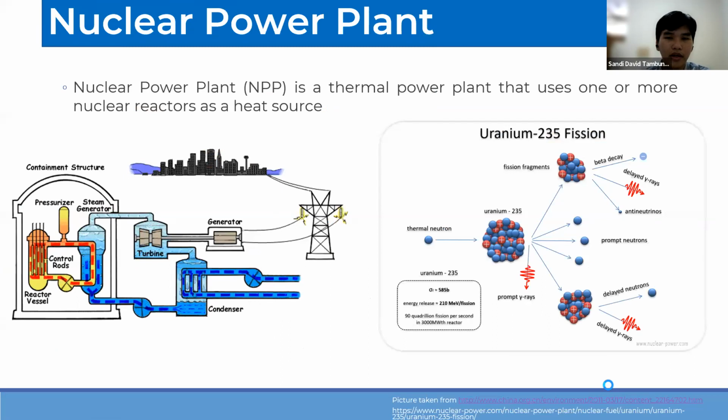A nuclear power plant is a thermal power plant that uses one or more nuclear reactors as a heat source. It does this the same way as coal, oil, and natural gas power plants do, namely, it heats water into steam to turn a generator. The difference is the way that it heats the water.